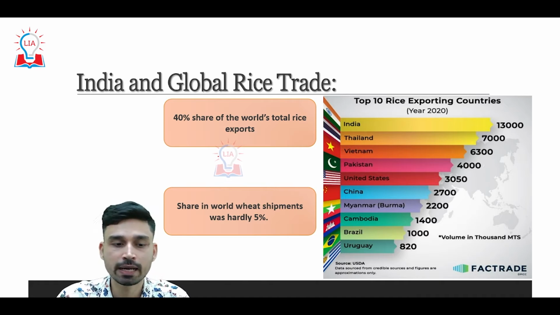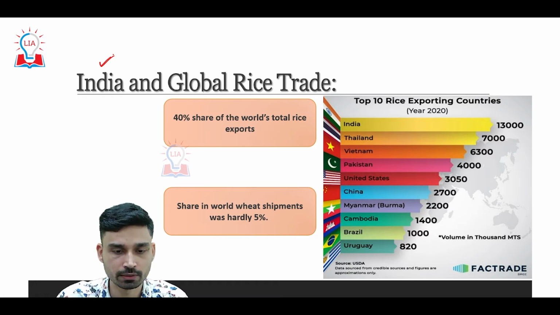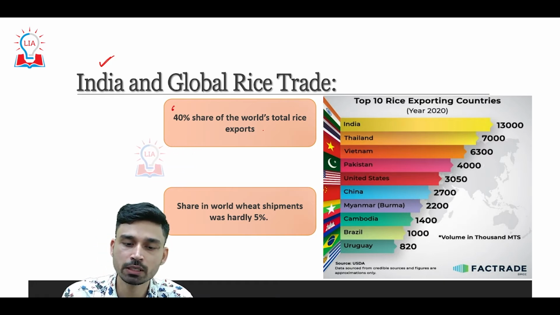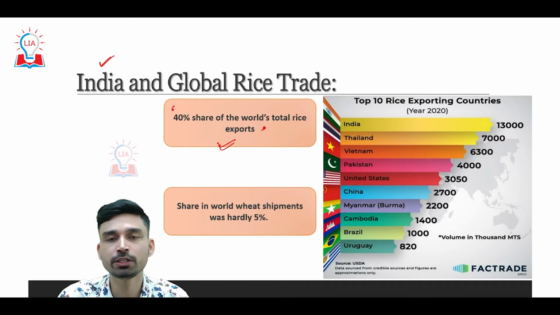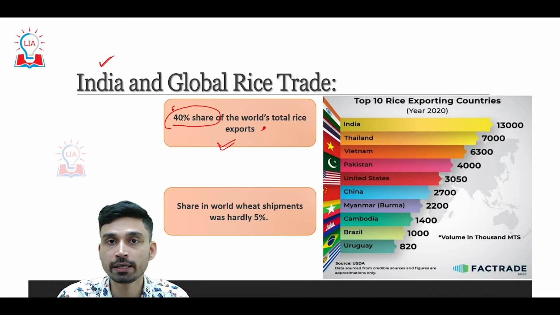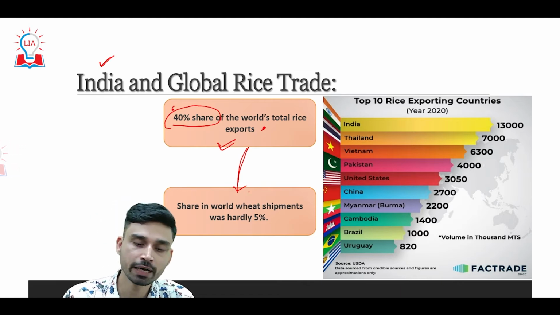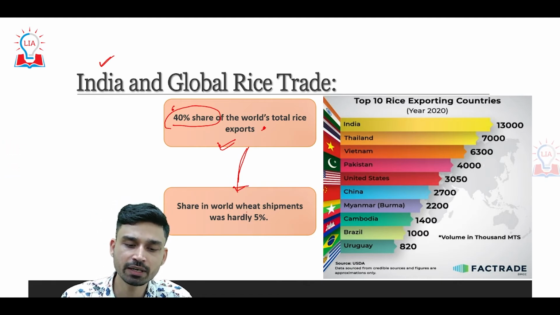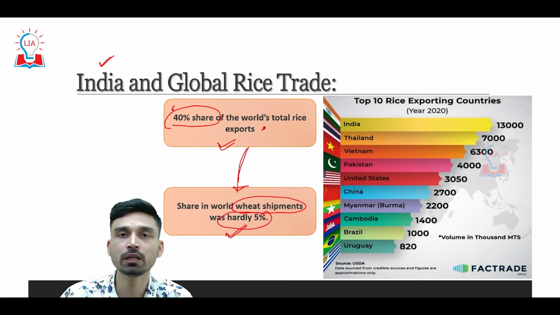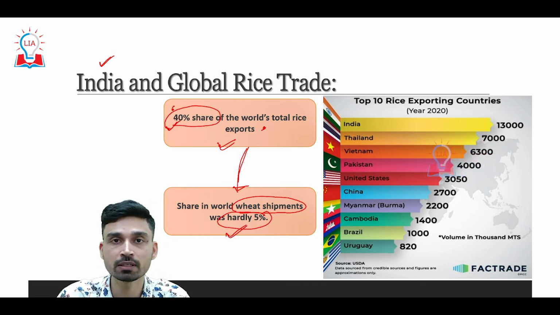So for that we have to understand what is the contribution of India as far as the global rice trade is concerned. As per the data available to us, it is believed that almost 40% of the world's total rice export is going from India. So India has a significant contribution in the global rice export. Now this is very, very different from India's share in the overall wheat exports. If we compare rice and wheat, as far as wheat shipments are concerned, India contributes hardly 5% to the global wheat export, while on the other hand, India contributes 40%, almost 8 times higher, as far as the rice export is concerned.